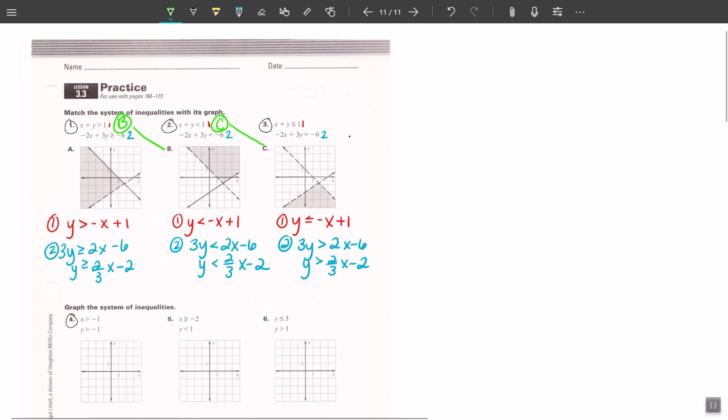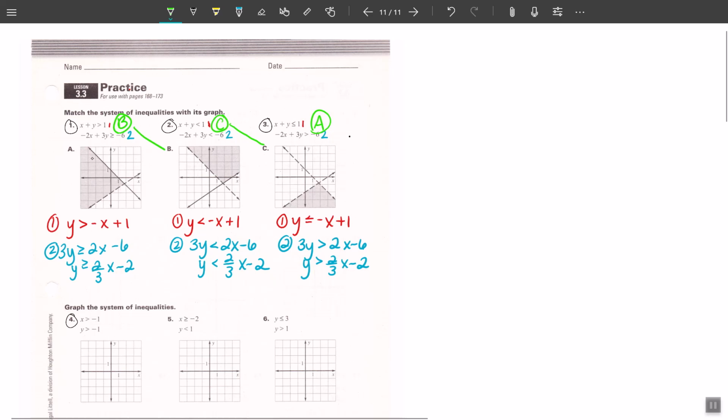All right, which leaves us with 3 as A, and we'll just double check with that just to make sure we didn't make any mistakes. So we're expecting a less than or equal to and a greater than, which we have. The less than or equal to, this solid one, we're expecting negative slope. Right here we've got a -1, and that's what we see. We're expecting a y-intercept of 1.